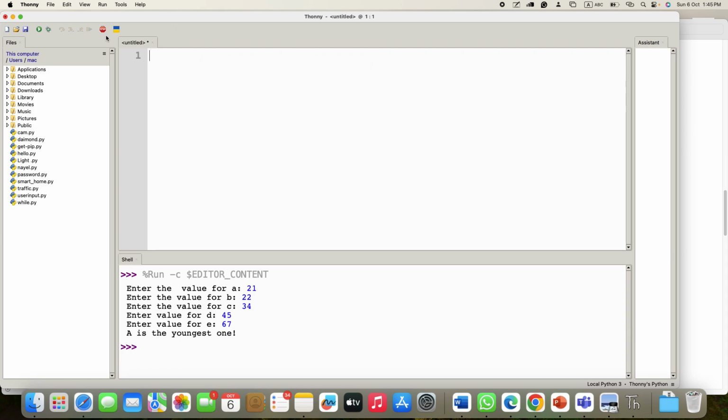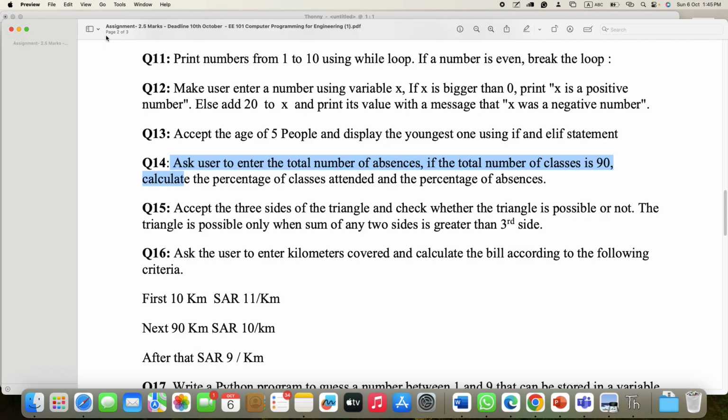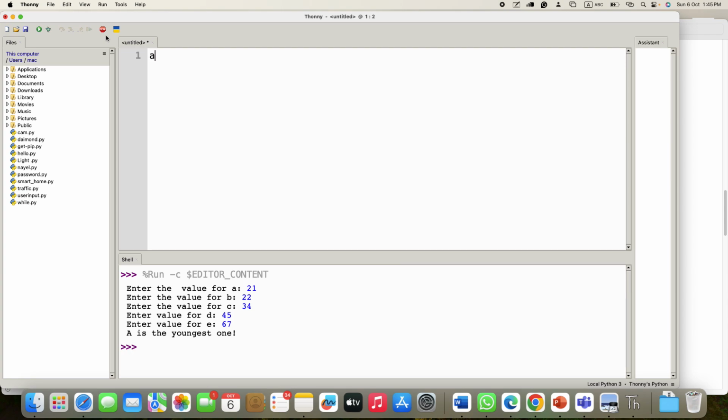What would be the first? Ask to enter the number of absences, right? So you say absent. I just say ab. I'm not going to embarrass myself with the wrong spelling of absences. So ab, and then we say input integer.